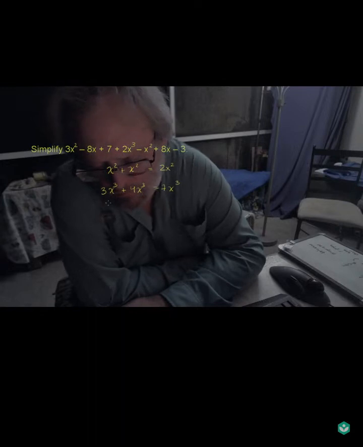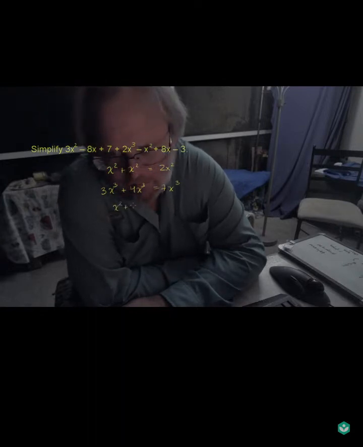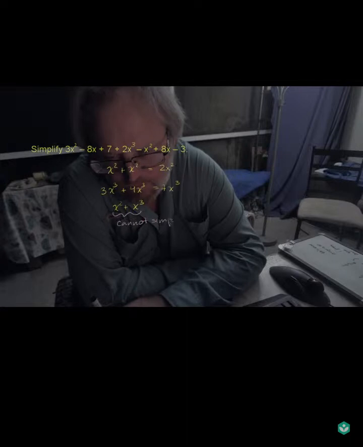I can't take an x squared and add it to an x to the third. I cannot simplify this in any way. So this you cannot simplify. These are not like terms just because they both have x's. The x's are not to the same degree. So with that in mind, let's look at the x's that are the same degree.